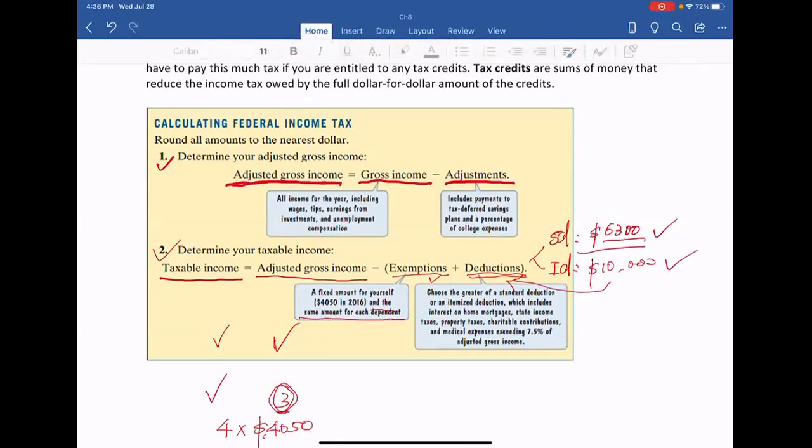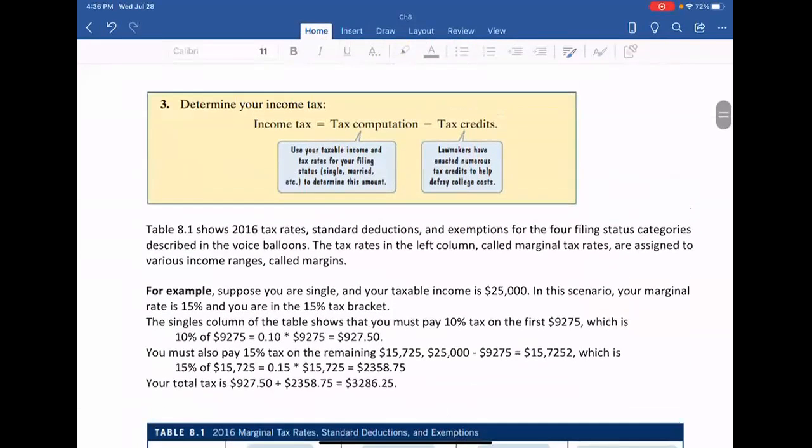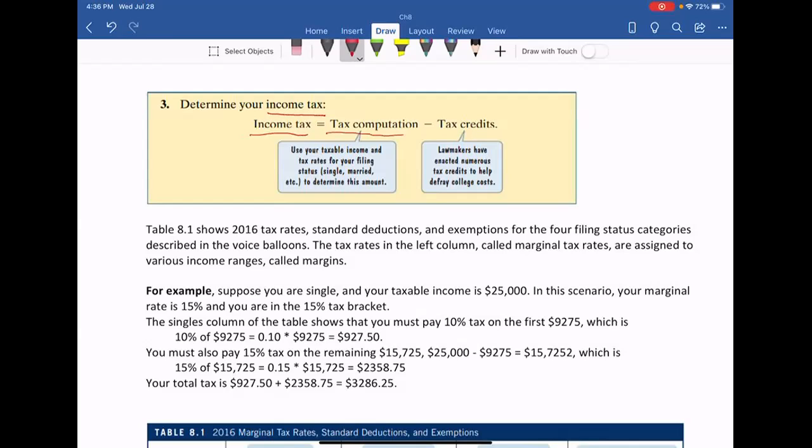Okay, let's move on to the next part to see how to find the income tax. Income tax is equal to tax computation, subtract the tax credits. Tax computation: use your tax table to find the money you owe. So use taxable income and tax rates for filing status to determine this amount. That means you use your table to find the tax computation.